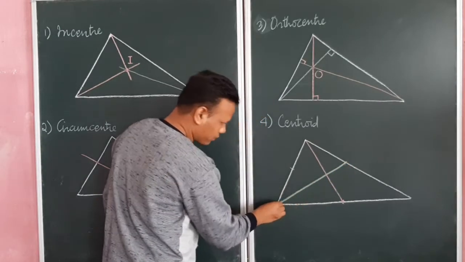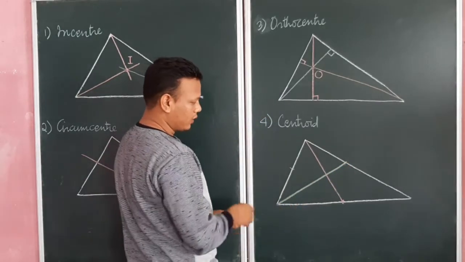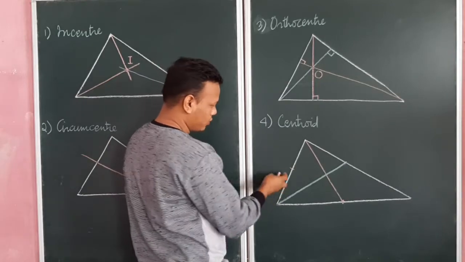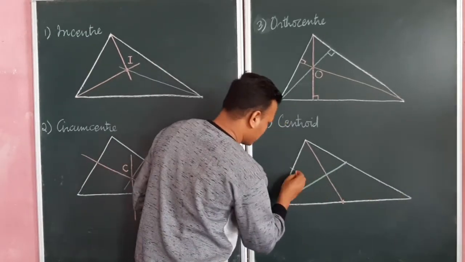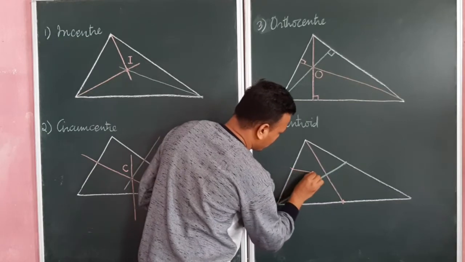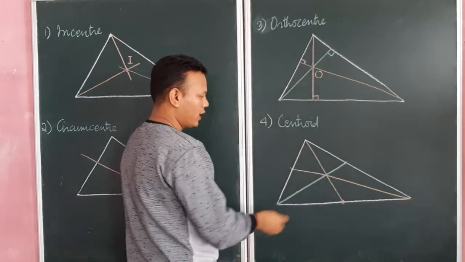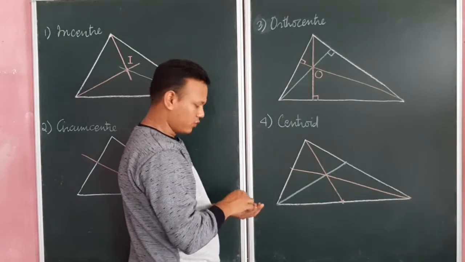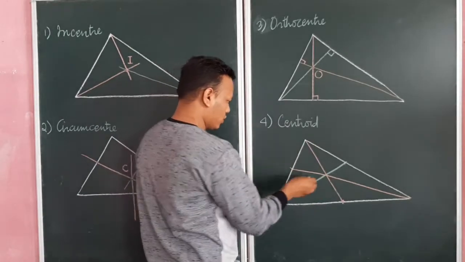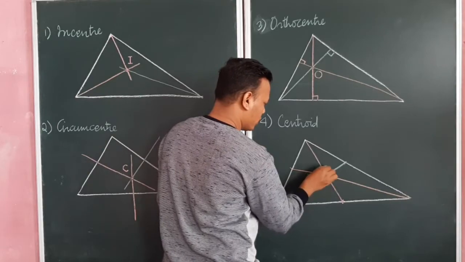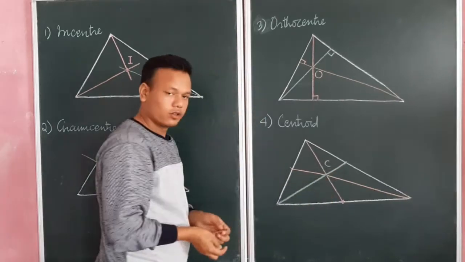Okay, and the last one is this one. So this will be joined with this vertex. So all of them will get intersected at the very same point. And this point is called the centroid of a triangle.